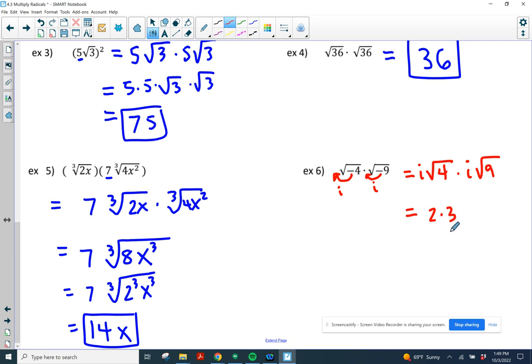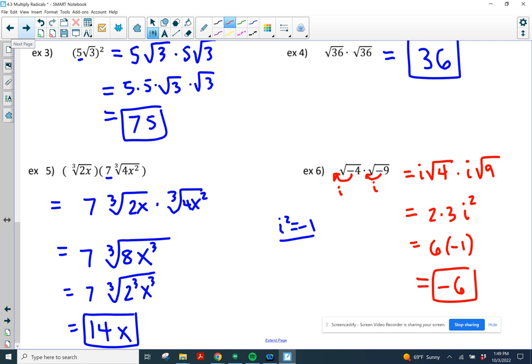So I have 2 times 3. And then i times i is i to the second power. Now think about this. 2 times 3 is 6. i squared is negative 1. Do we remember that? i squared equals negative 1. We're going to use that when we're working with imaginary numbers. So my final answer for this one, negative 6. Done. Okay, I'm going to flip to the next page.